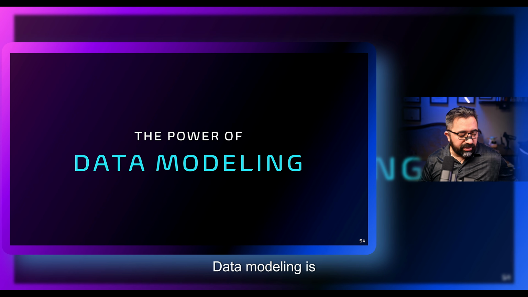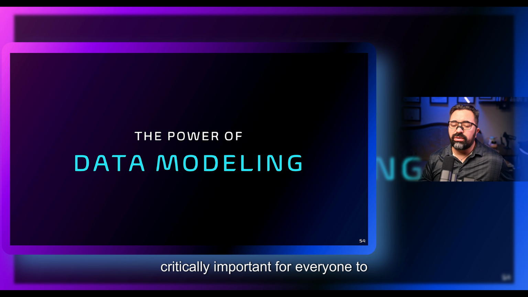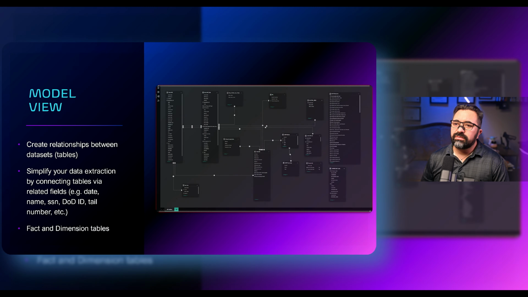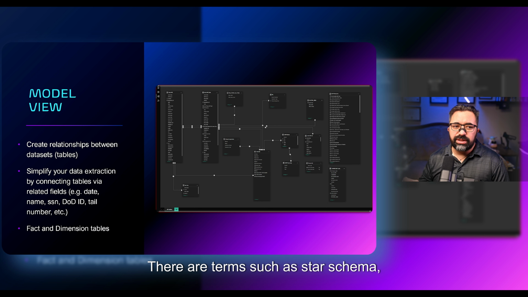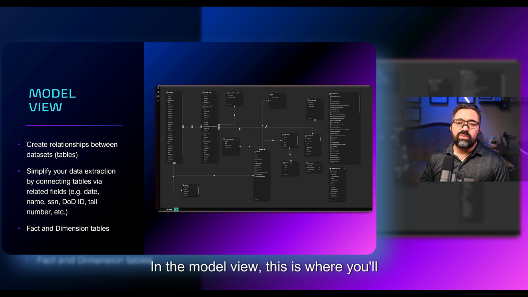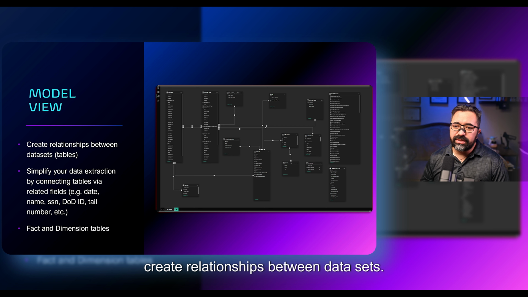So, data modeling. Data modeling is critically important for everyone to understand. It is the foundation of creating a sustainable product. There are terms such as star schema or snowflake model, where you have fact and dimension tables that connect everything together. In the model view, this is where you'll create relationships between data sets. You'll simplify your data extraction by connecting tables via related fields.